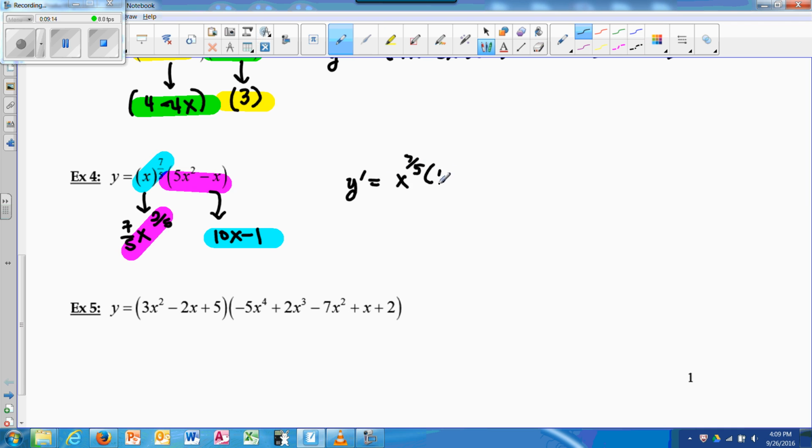So our derivative in the unsimplified form is the first term times the derivative of the second term plus the second term times the derivative of the first term.